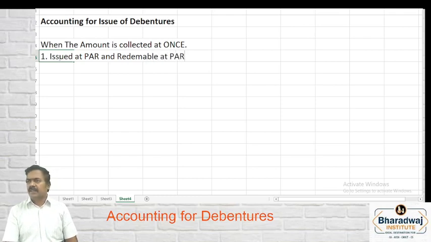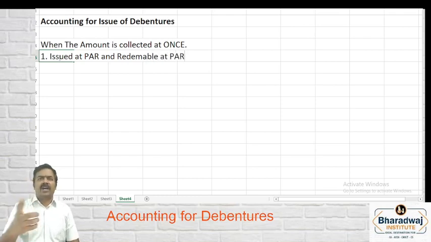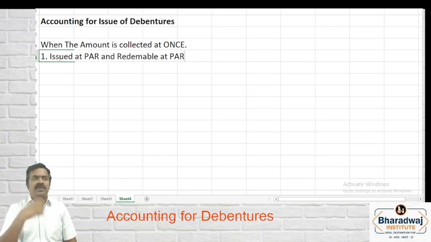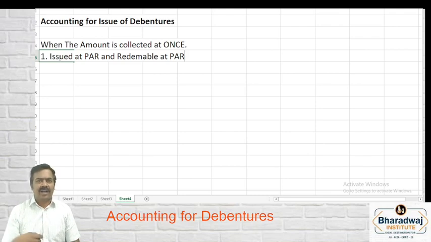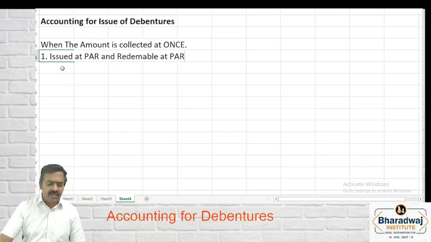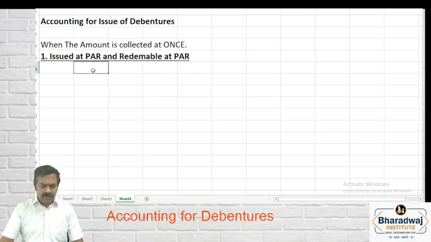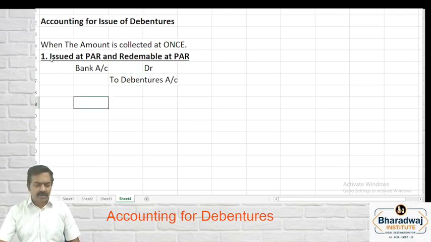Par means we collect 1 lakh and repay 1 lakh after 5 years. Of course, every year you will get interest. How much do you pay now? 1 lakh. After 5 years, how much will you be paid back? 1 lakh. What is the entry we will pass for this? Simple, we collect money here. Bank account debit to debentures account.